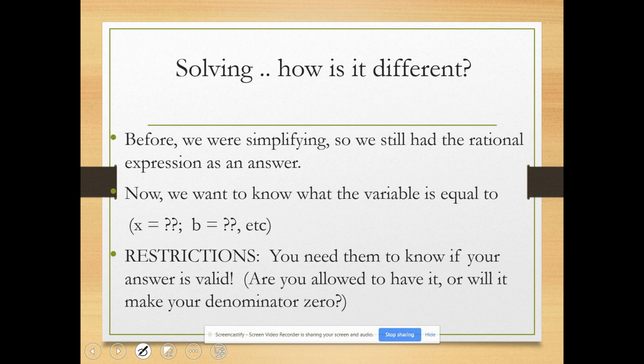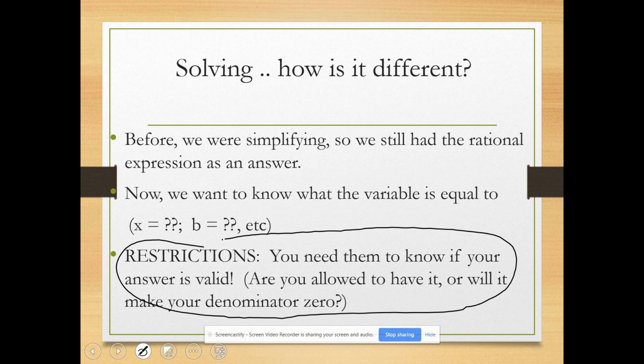And we do need to worry about our restrictions. We have to know if whatever answer we get is valid. Are we allowed to have it, or will it make our denominator equal to 0?